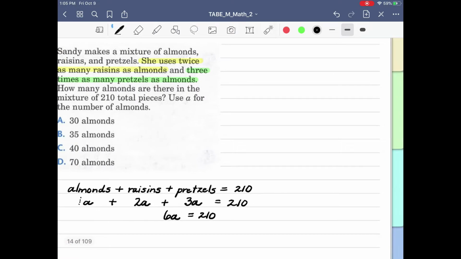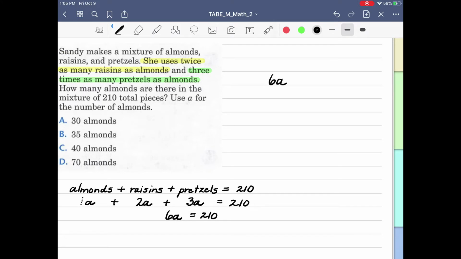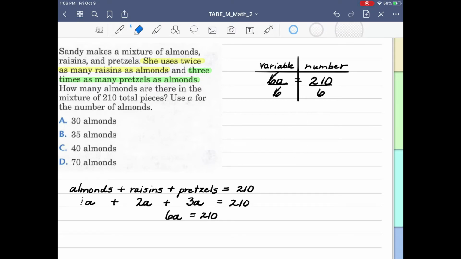And then to solve this one, I have 6A equals 210, using the method I taught you. Let's put this together. So we have variable on this side, and we have number on this side. We need to divide by 6 on both sides. Now the only thing that I would like better about this is if they gave me a calculator, but they didn't, so let's do it longhand.